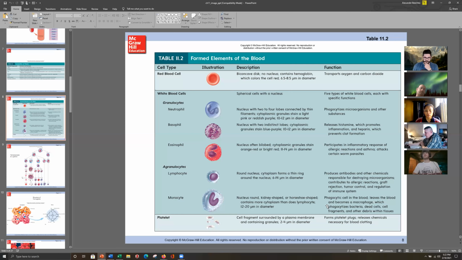So these are part of our T cells that are one half of our immune system, and then the lymphocytes are B cells that are part of our immune system.